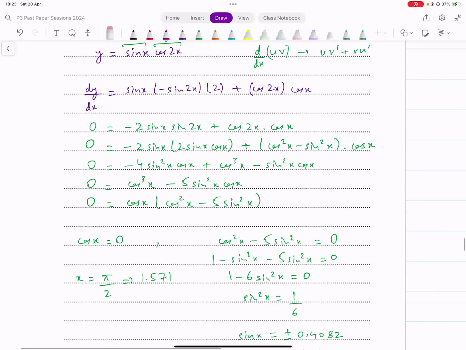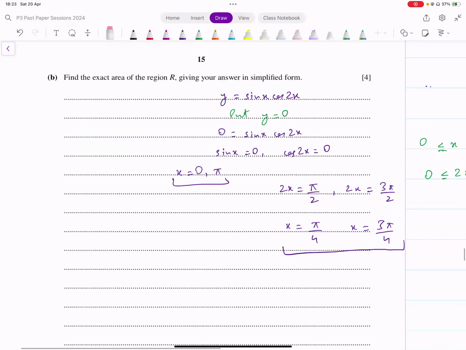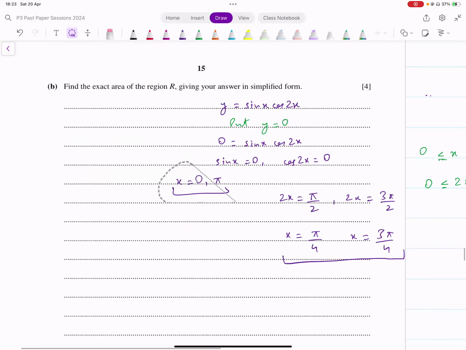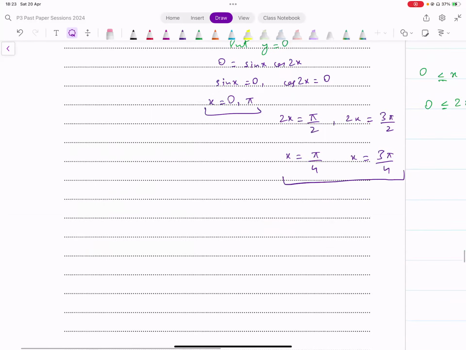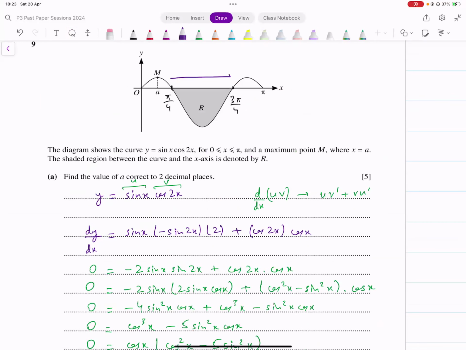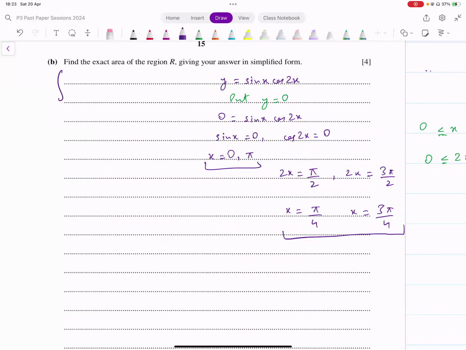Okay, now we need to integrate this, right? That's the next thing that we've got to do. So we spent quite some time finding the limits, but now how do we integrate that? That's the next question. Let me make some space here. Now we need to find this area from pi over 4 to 3 pi over 4. So we need to integrate that function: the integral of sine x times cos of 2x with respect to x.